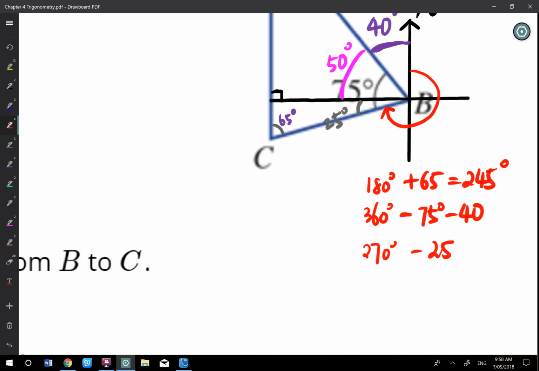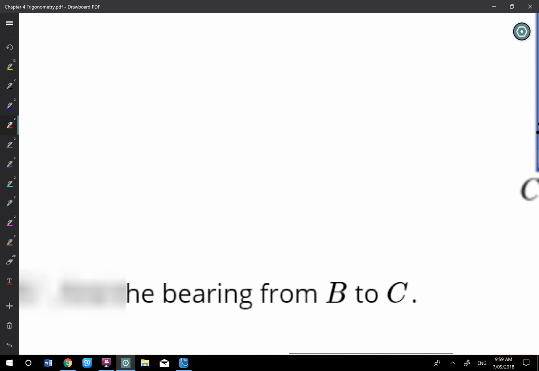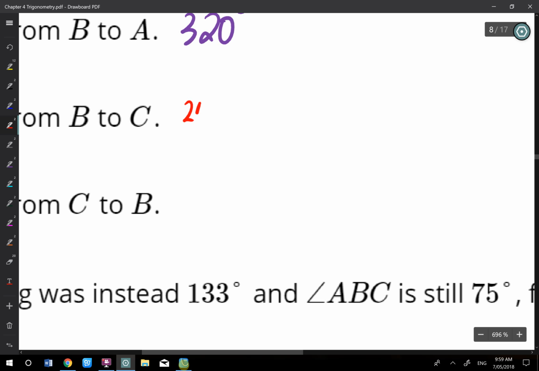What I want to show you here is you can use multiple ways to calculate the bearing. Adding or subtraction, they all work. So don't forget each section is 90 degrees. So up to the black line there should be 270 minus the little bit, so 25 degrees. That should give you 245 degrees.